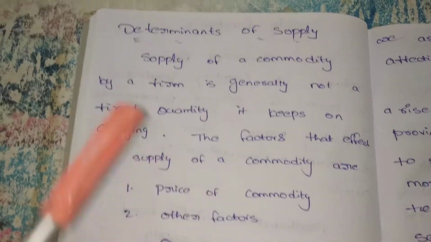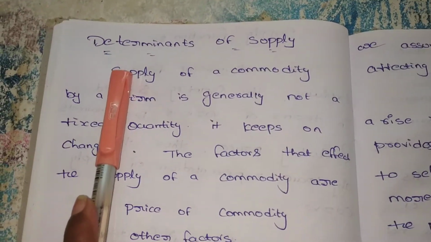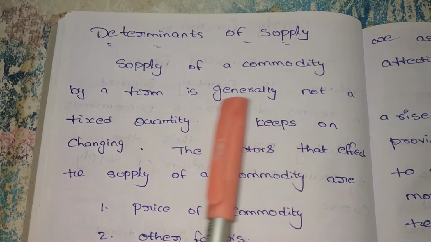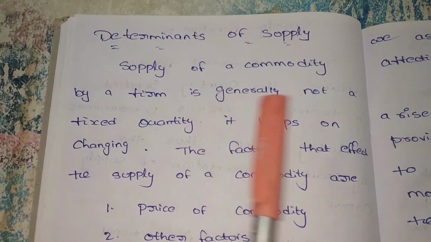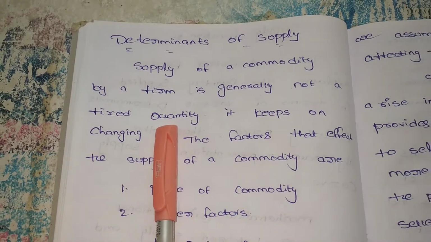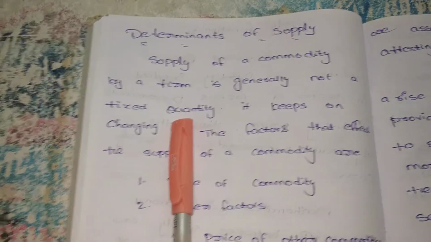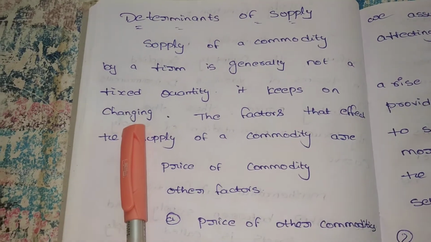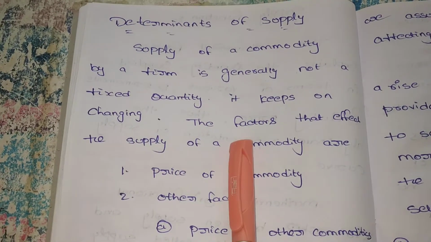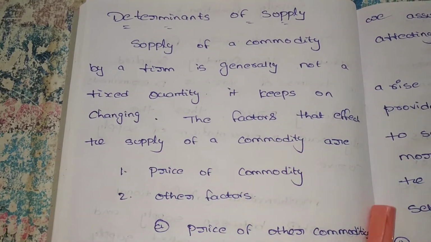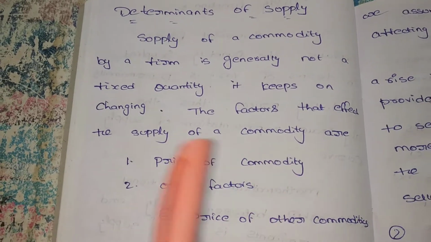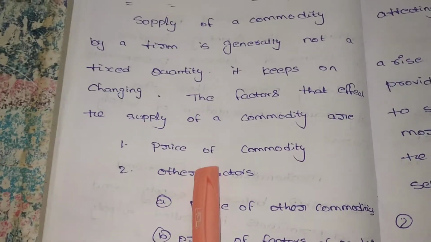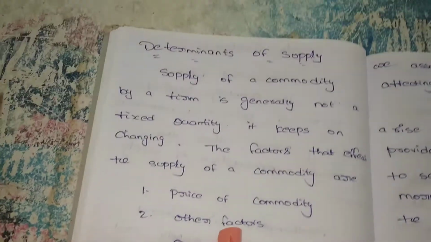Next, what are the determinants of supply? Let's see here. The supply of a commodity by a firm is generally not a fixed quantity. Based on its price, the supply may increase or decrease. It keeps on changing. The factors that affect the supply of a commodity are the price of the commodity and other factors.